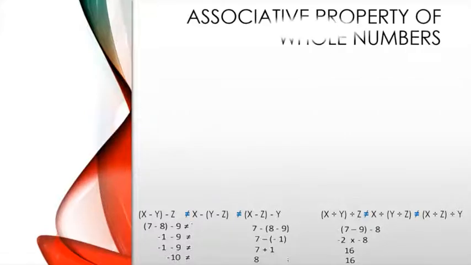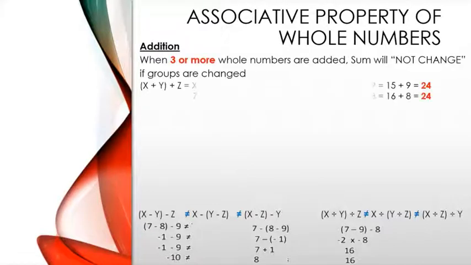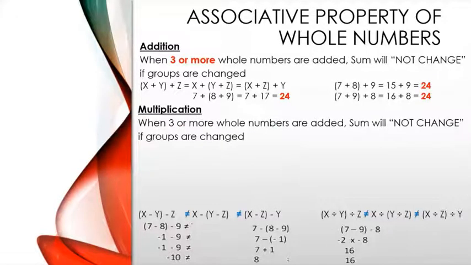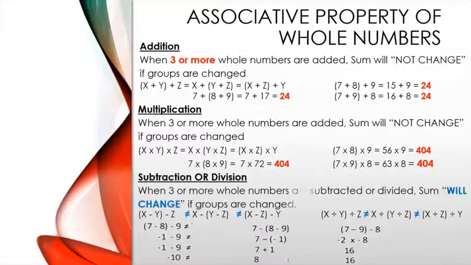Now we will learn about the associative property of whole numbers. In addition, when three or more whole numbers are added, the sum will not change even if the groups are changed. For example, x plus y plus z is equal to x plus z plus y.